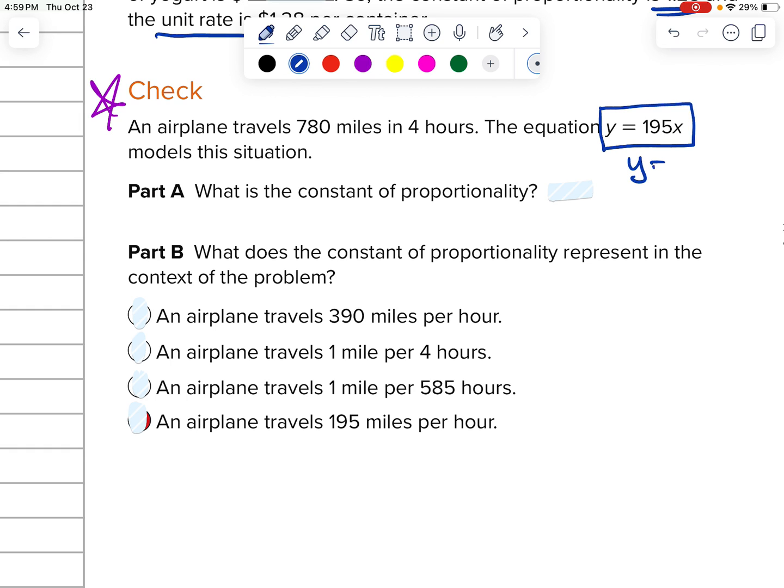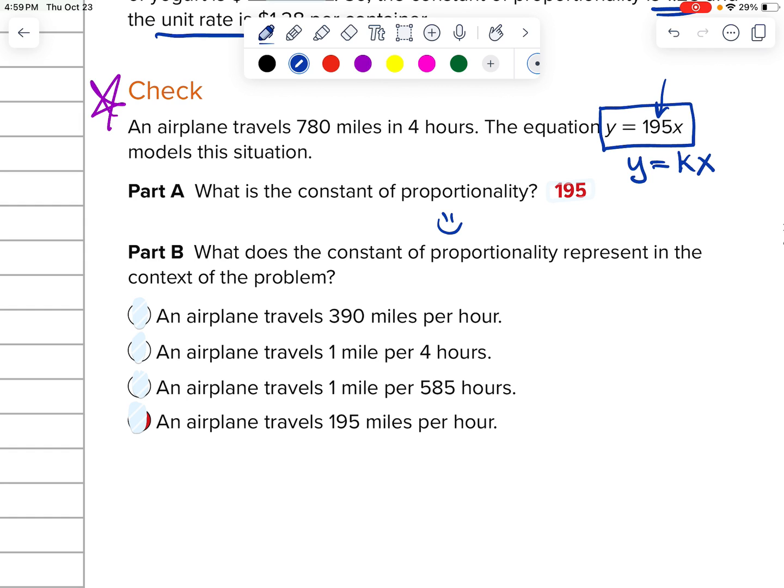Remember, we're thinking of the equation y equals kx. Hopefully you wrote down 195. Good job. Give yourself a smiley face if you did. Since we know it's 195, you may be wondering, okay, I see it in the equation. Where did it come from?